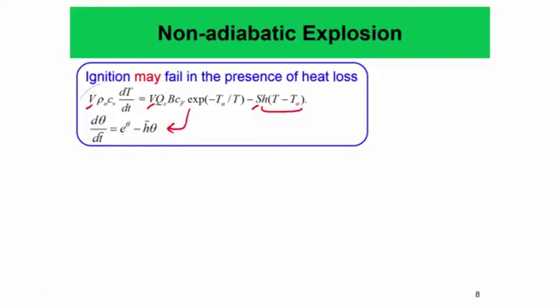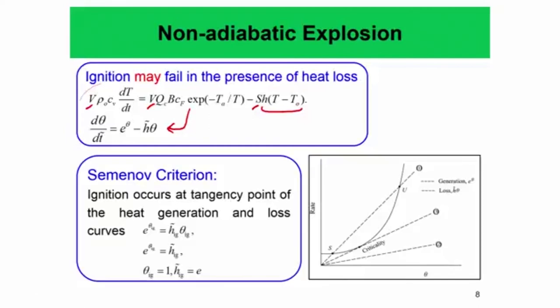D theta by dt tilde is equal to E theta minus H tilde theta. And this now will give you different things, so we can plot these things individually. This is the heat generation term. Essentially, this corresponds to this term, and this corresponds to this term. So we can plot these two terms, and the sum of these two terms, H e to the power of theta, E theta minus H tilde theta, is essentially equal to the net heat loss. So this is the heat generation curve.